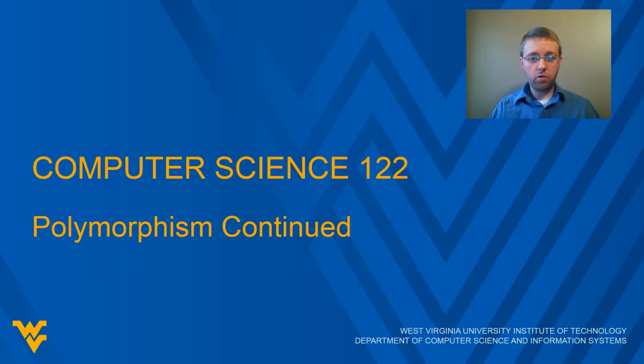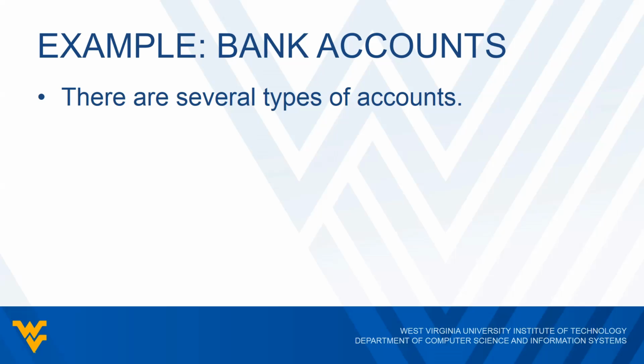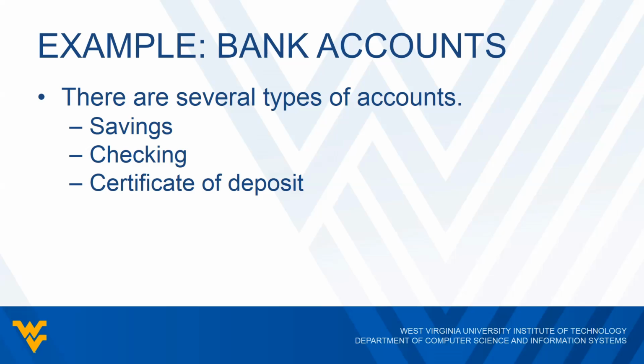In this lecture, we will continue our discussion on polymorphism. We're going to start by looking at an example that involves bank accounts. Now, there are several different types of bank accounts out there. We have savings accounts, there are checking accounts, certificates of deposits, money markets, all sorts of different accounts to attract customers as well as to meet the specific needs.